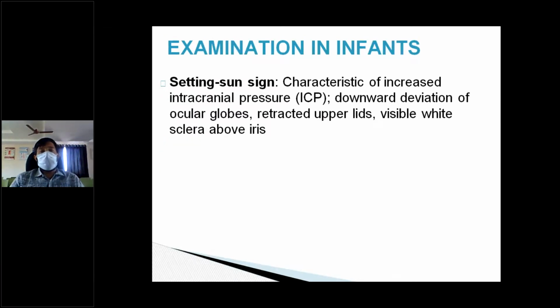Examination in infants: setting sun sign. That is, the eyes will be deviated downwards due to increased intracranial pressure, with retracted upper eyelids and visible white sclera above the iris. Due to downward shifting of the pupil of the eyes, there will be visible sclera.